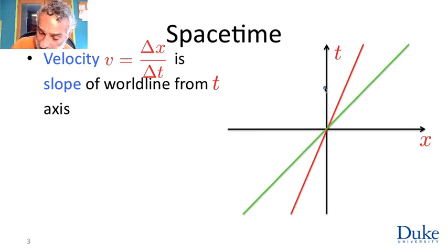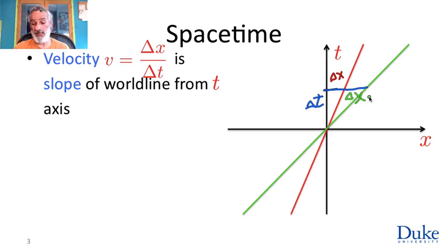And if I take some time delta t later, and I measure where these objects have gone, you can see that in the time delta t, the red object has gone this distance, delta x red, and the green object has gone the larger distance over here, delta x green. This is telling me that the green object is moving faster than the red object. This is what we're saying. What does it mean for an object to have a vertical world line?